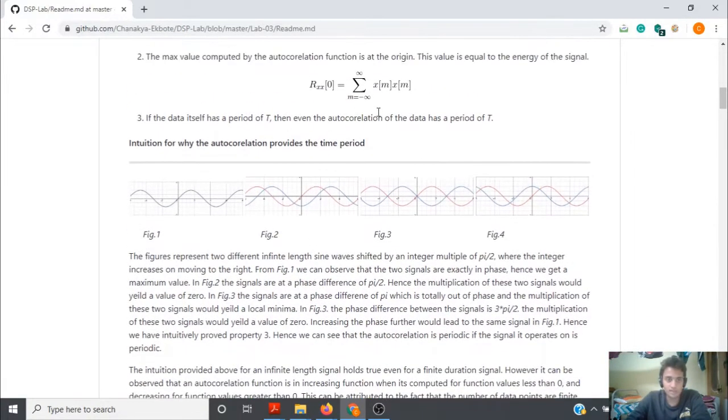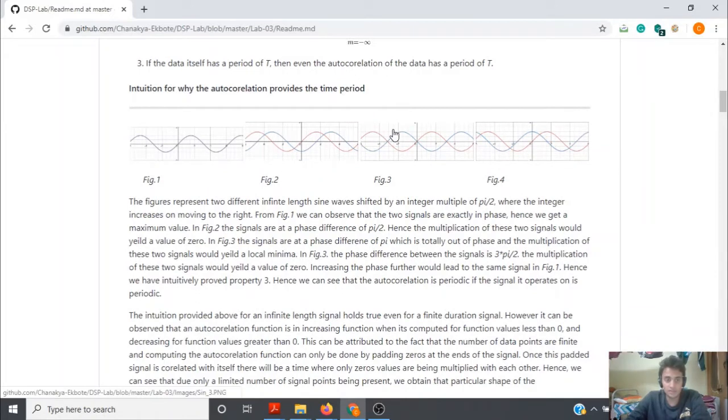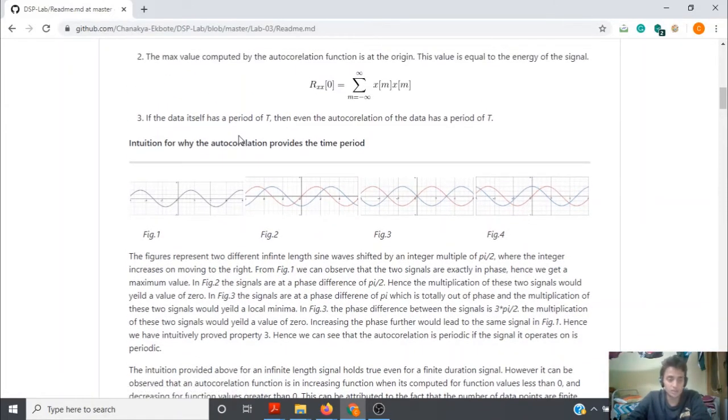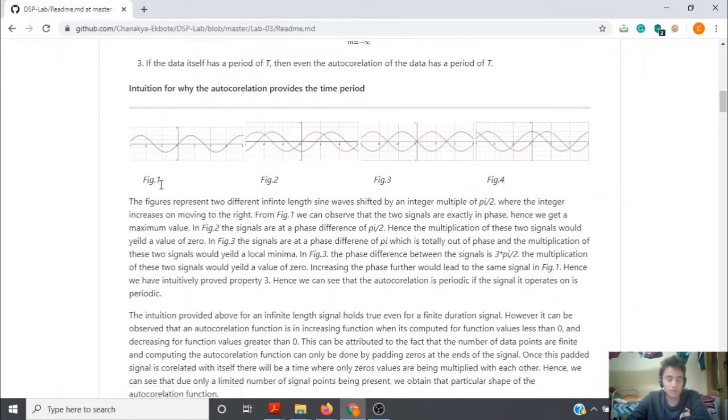Now, one very interesting property is that if the data has a period of T, the autocorrelation of the data also has a period of T. This can be intuitively visualized. Imagine you have a signal of an infinite duration. Imagine you have two sine waves of infinite duration. Let's look at figure 1. In figure 1, both of them are exactly correlated. They are perfectly in phase.